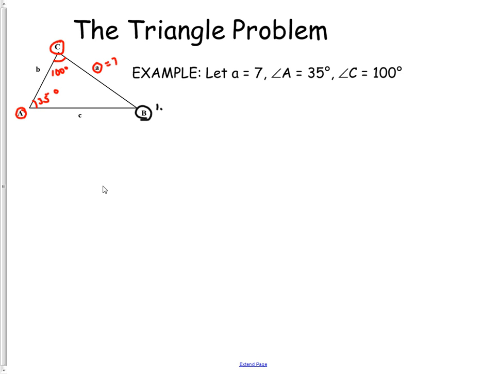So we're going to start with angle B first, because that's easy, because we know that the internal angles of a triangle must add up to 180 degrees. So the angle size for B will be 180 degrees minus 100 degrees minus 35 degrees. And so we find that angle B is going to be 45 degrees.